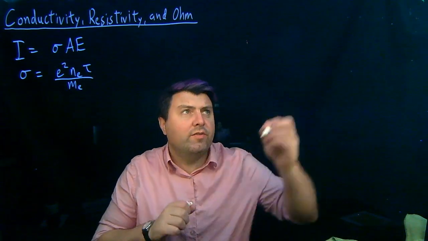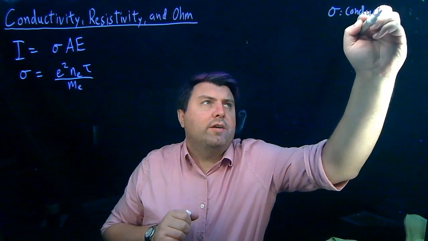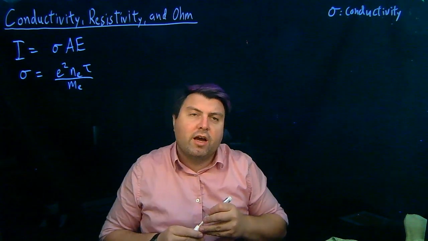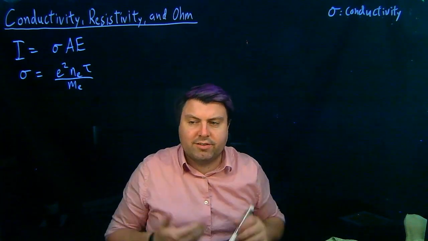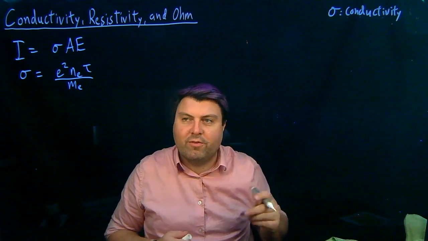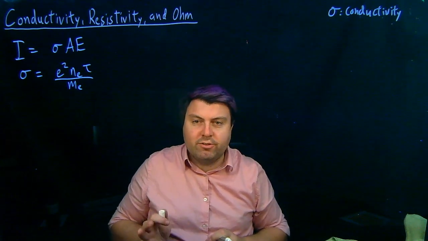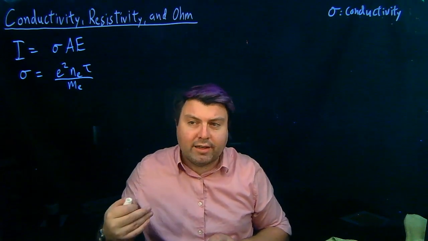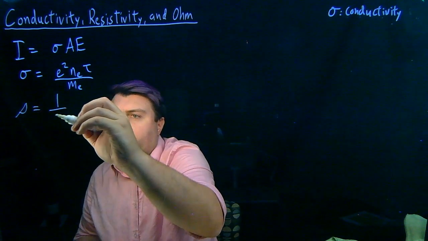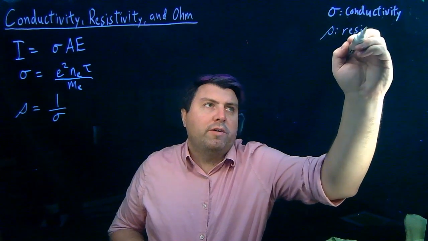So our conductivity, sigma, is a single measurement, we don't have to worry about any of this, of how good the metal conducts electricity. We can look it up for any given metal, we can find the number for it, and this is really, really nice. What might be often as useful is how badly it conducts electricity. So we're going to define that, rho, as 1 over sigma. So we're going to call this rho our resistivity.